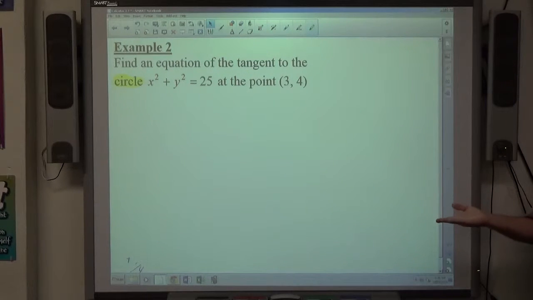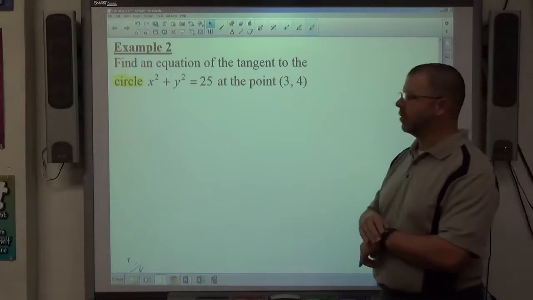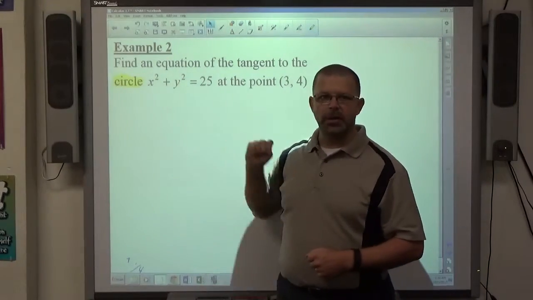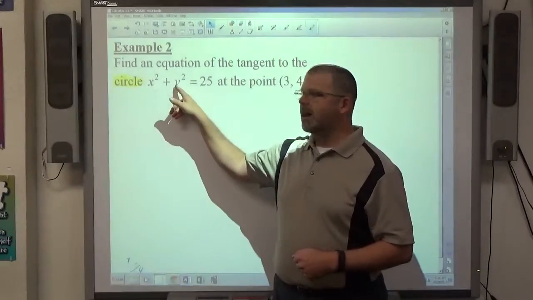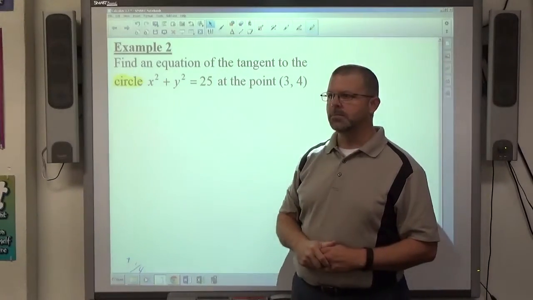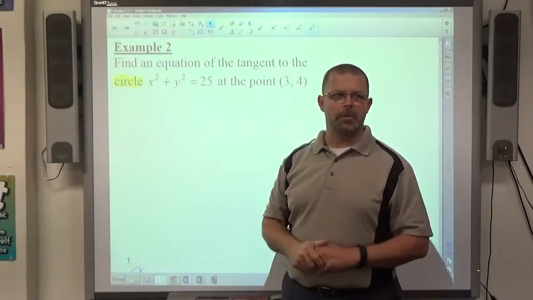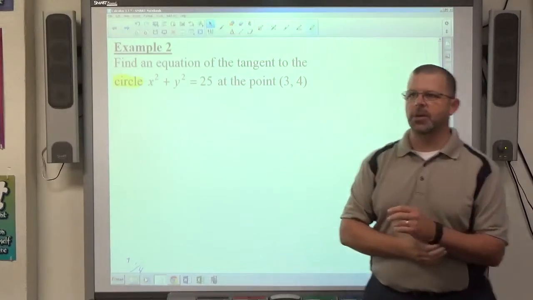X squared plus y squared. Yeah, x and y are both squared. They're both positive on the same side with the same coefficient. If it was 4x squared plus y squared, now it's an ellipse. If it's x squared minus y squared, now it's a hyperbola. If it's x squared plus y, now it's a parabola, right? So we have these different conic sections we dealt with last year.